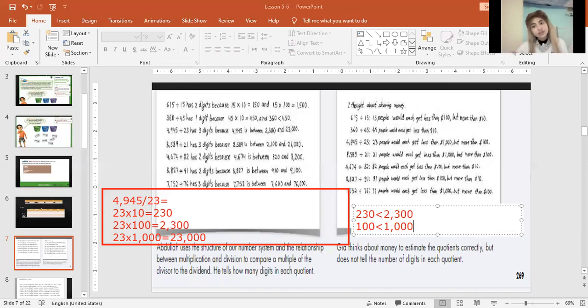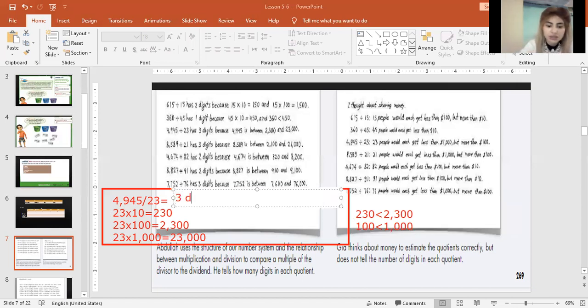After 100, we have 101, 102, 103, until 999. After 999 plus 1, it is 1,000. So any number between 100 and 1,000 is what? Is 3 digits. So if the answer is between 230 and 2,300, the answer is 3 digits.